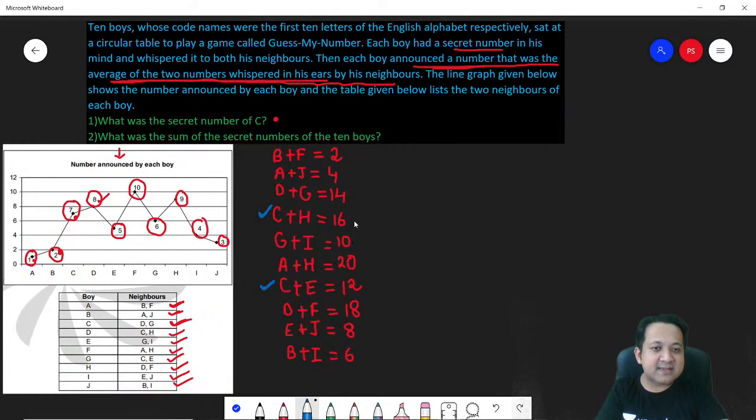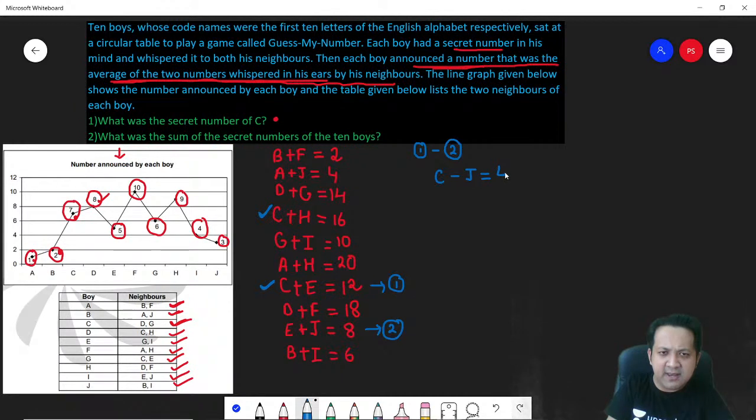If you can eliminate H or E, you'll be able to determine C. Let's try to eliminate E. Let's call C plus H equals 16 equation 1, and C plus E equals 12 equation 2. Equation 1 minus equation 2, H cancels out, and what I get is C minus J is 4. Correct? C minus J is 4.